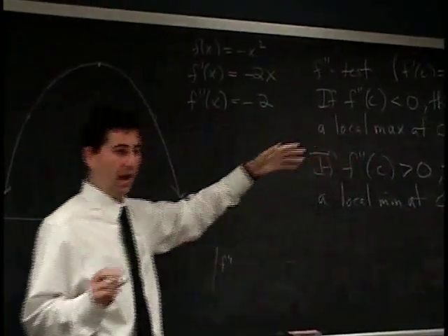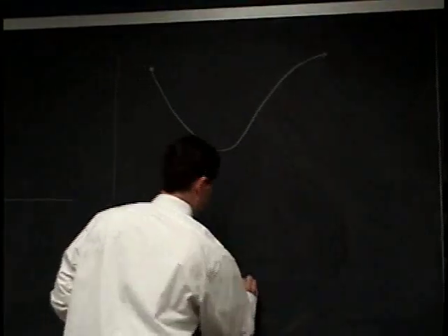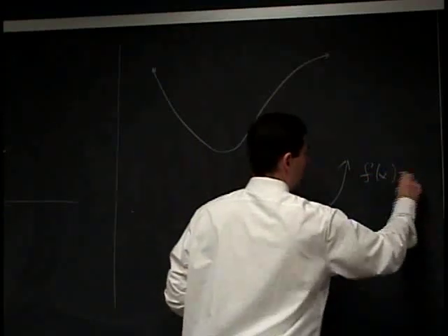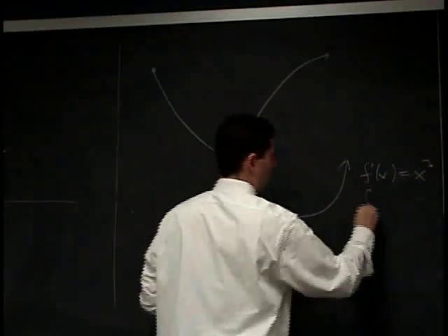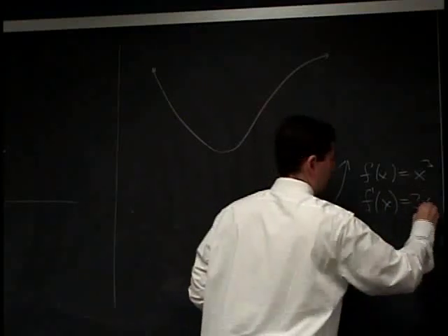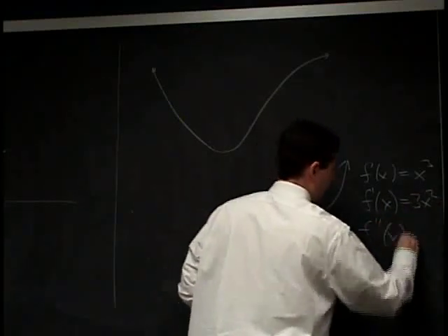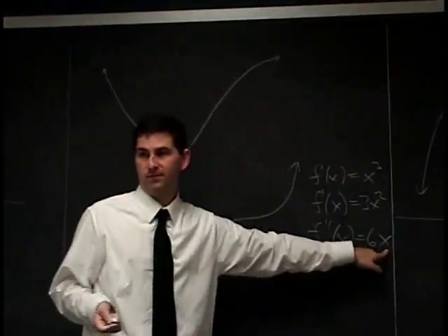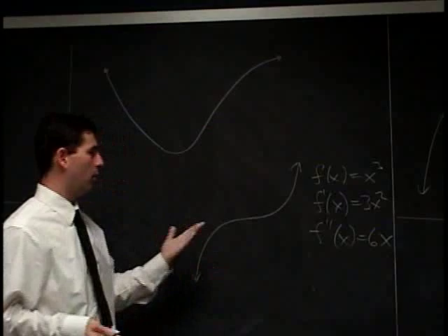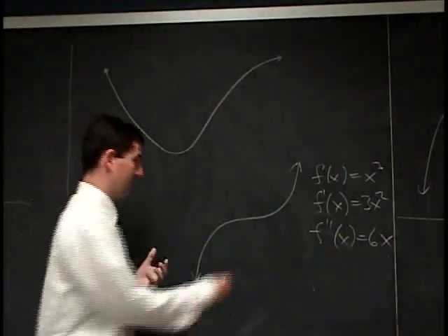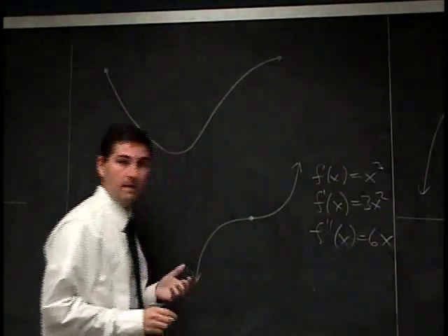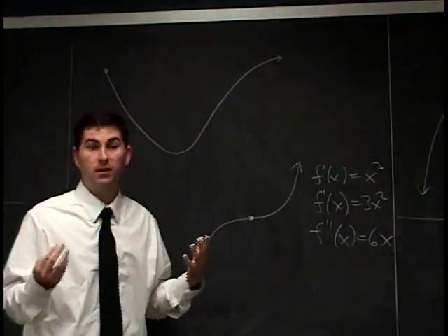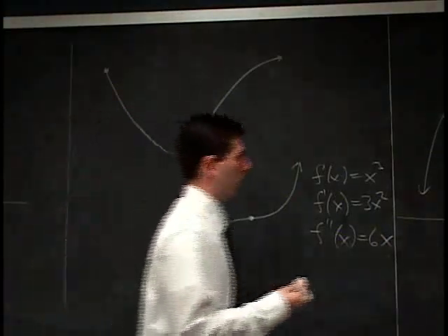For instance, we had our x cubed. So this is f of x equals x cubed. The derivative is 3x squared. The second derivative is 6x. At 0, the second derivative is 0. So we don't know whether it's a local max or min, and of course in this case it isn't a local max or min. So if the second derivative ends up being 0, you don't learn anything new.